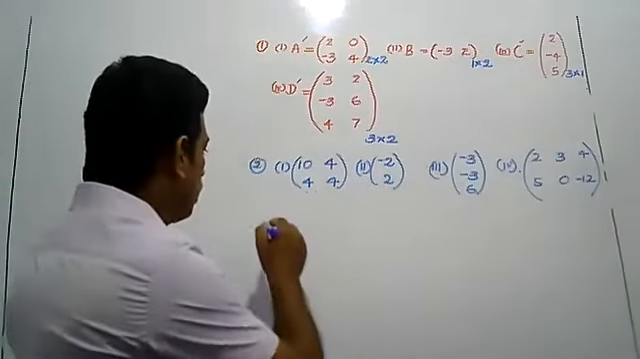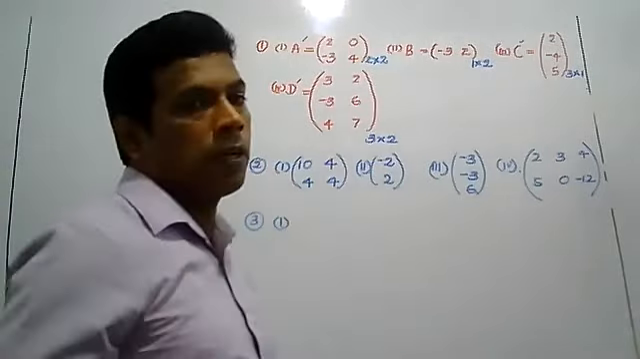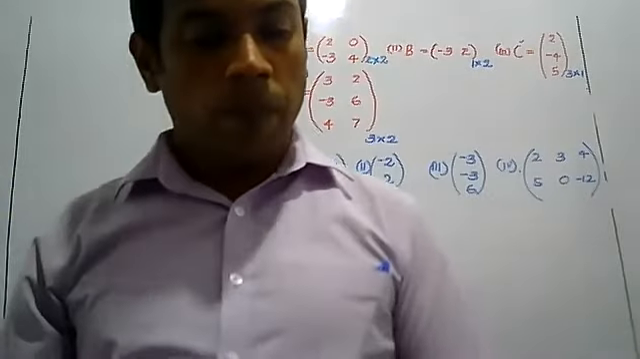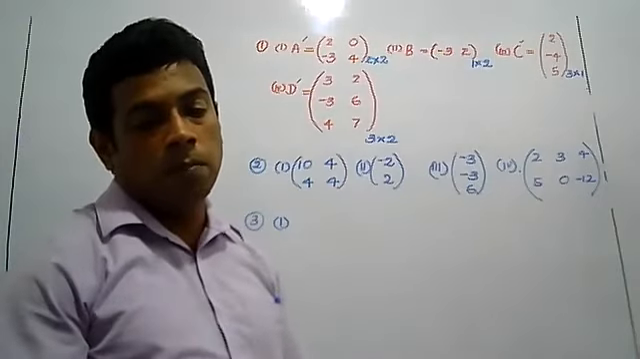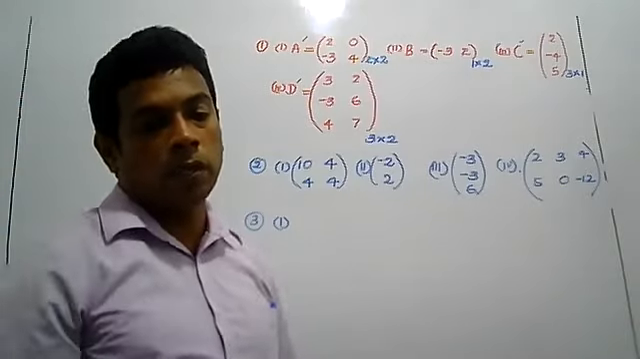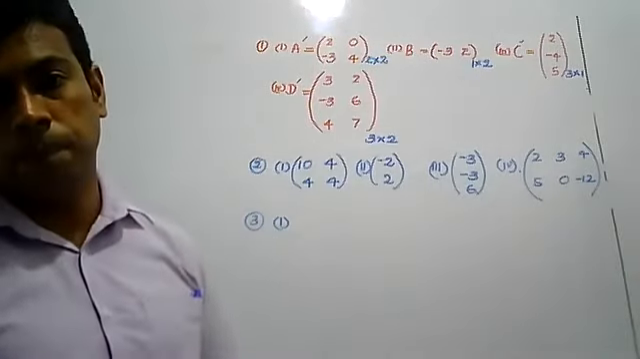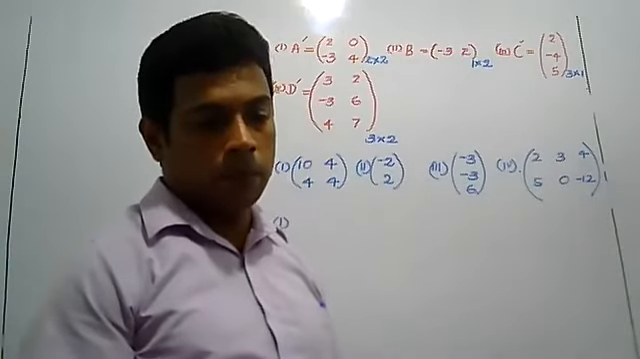Subtract elements. Third one, first part. Subtract and write the final answer at once. No need to write this step. Subtract and write it. Find where possible. 3 minus 2 minus 1, 3. You have to subtract this element. Subtract the elements.